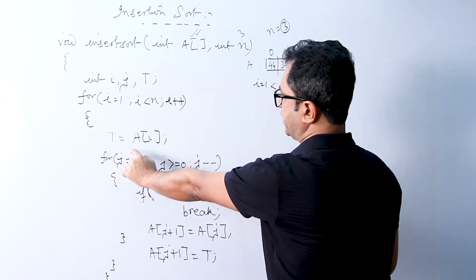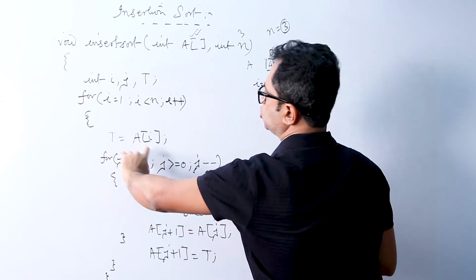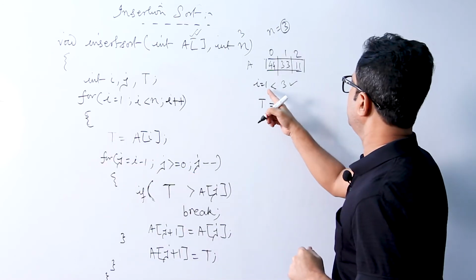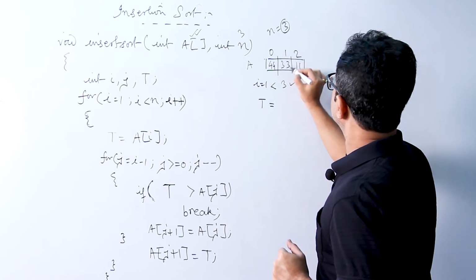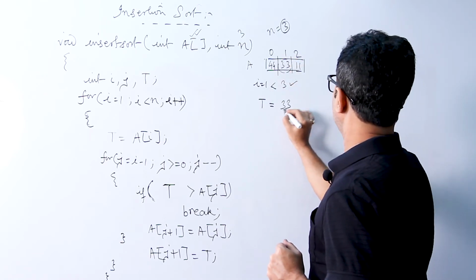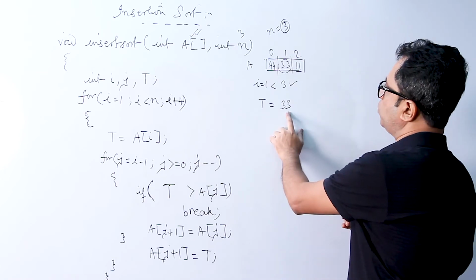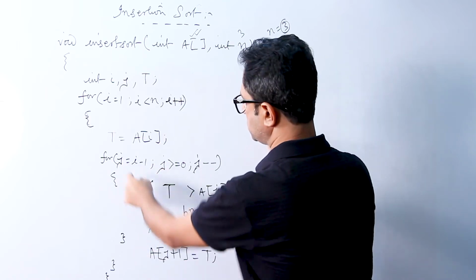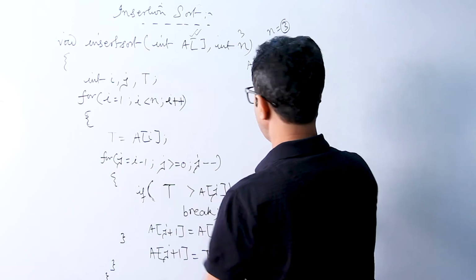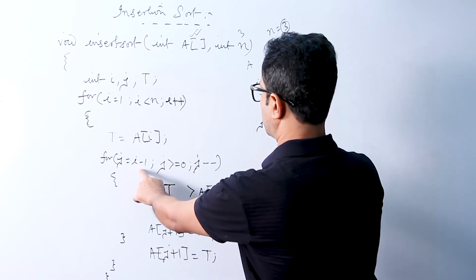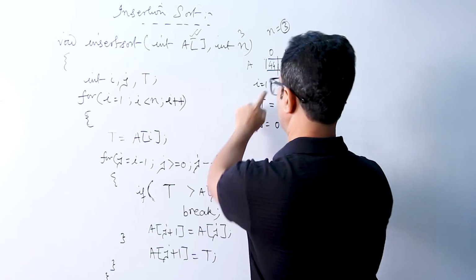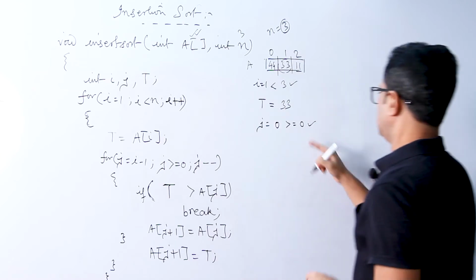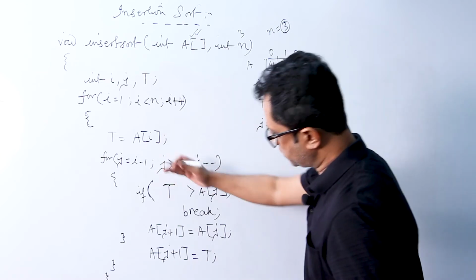We assign a[i] to the temporary variable t. So t will now contain a[i], that is a1. What is a1? 33. So a1 is 33, and it is assigned to t. Now we enter the second loop, a decrementing for loop, the inner loop. j is equal to i minus 1; i is 1, so j is equal to 0. j greater than or equal to 0 holds because it is equal to 0, so we enter this inner loop.